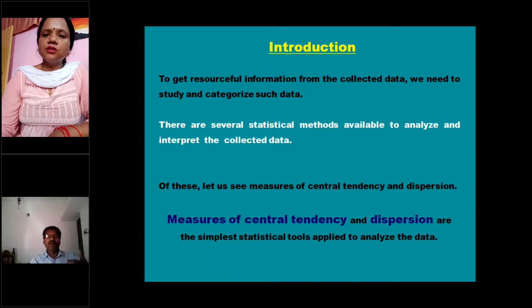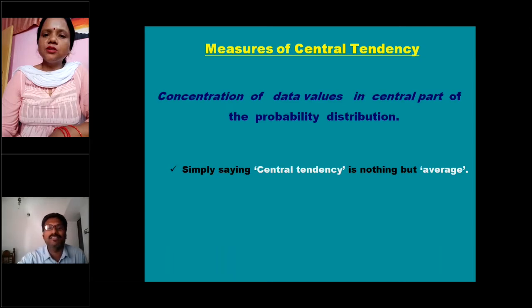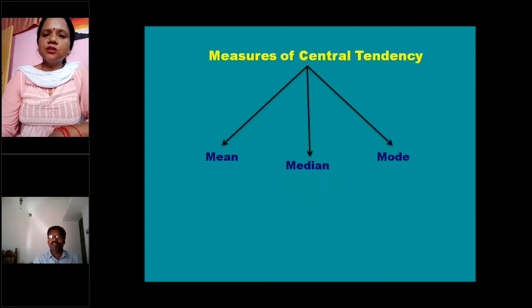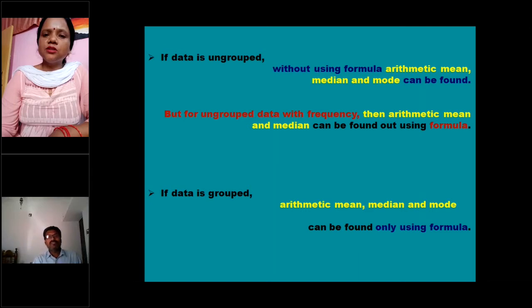So these are the 3 central tendency measures, and the data after collection we have to process. Sometimes the data are ungrouped or they are grouped. For grouped data we have to use some statistical formula, or if the data is ungrouped, then we can find the measures of central tendency without using the formula. However, though the data are ungrouped, but with the frequency, then we have to use the statistical formula to find out the mean and median.